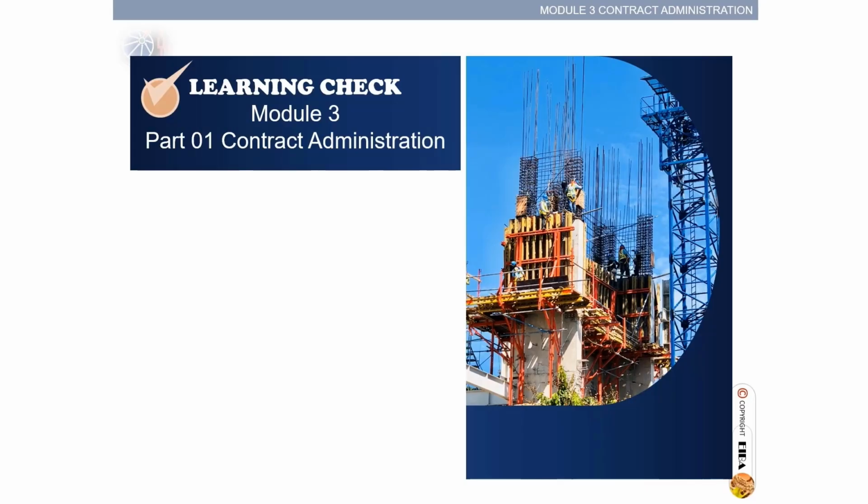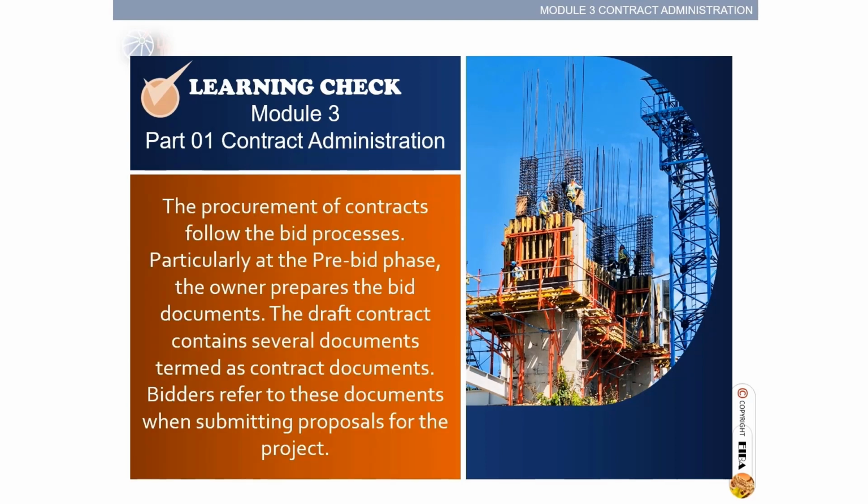Learning check of Module 3, Part 1, Contract Administration. The procurement of contracts follows the bid processes. Particularly at the pre-bid phase, the owner prepares the bid documents. The draft contract contains several documents, termed contract documents. Bidders refer to these documents when submitting proposals for the project.